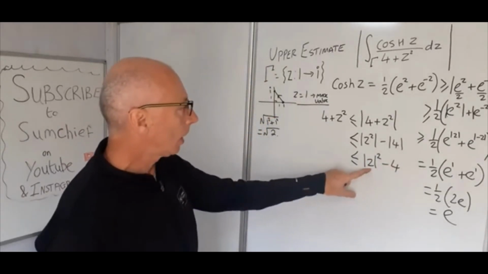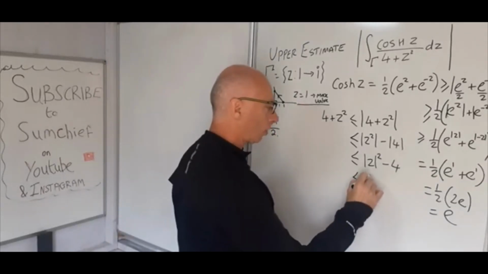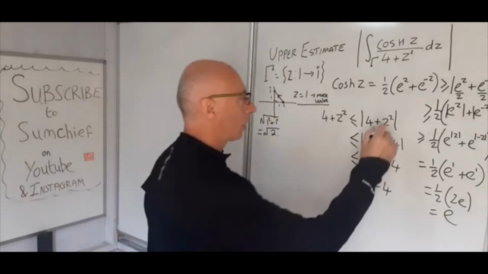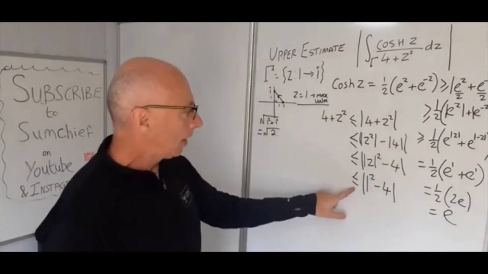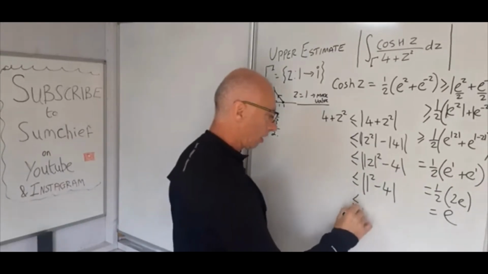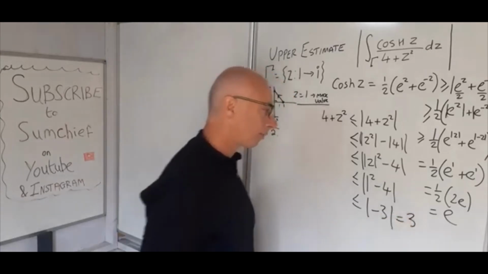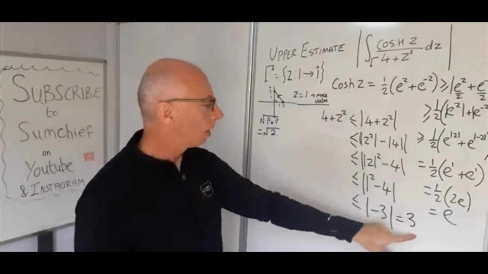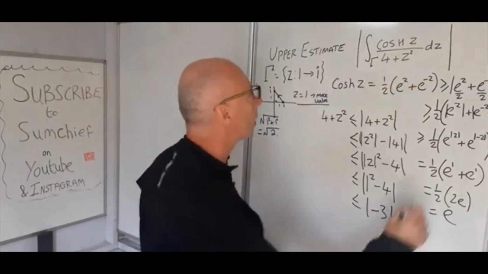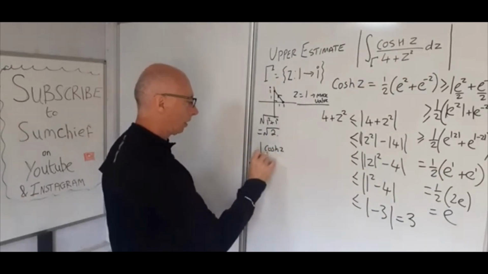Now what do we know about z squared? The modulus of z squared is 1 squared, so it's less than or equal to 1 squared minus 4. Obviously we need to keep the modulus sign in all of this. Then 1 squared minus 4 is minus 3, and we don't need the sign now, which basically equals 3. So the maximum value we've got now for the function is e over 3: e for the top, 3 for the bottom. Let's just write it like this for now.